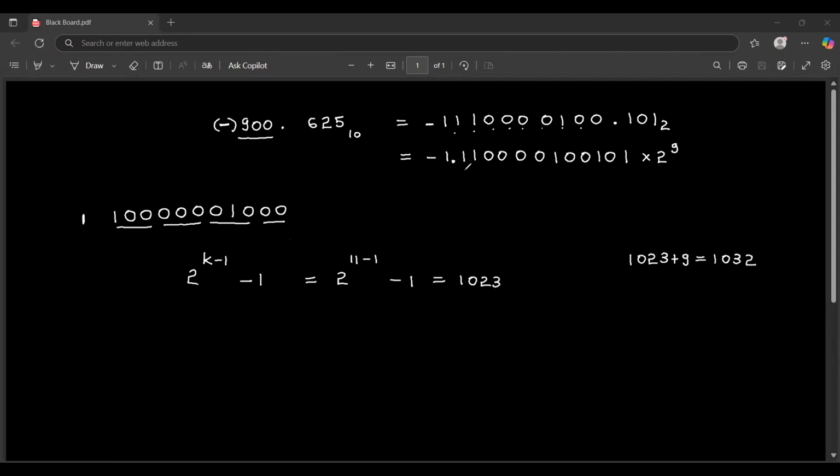Now we have to write down the mantissa part, which is this: 110000100101. How many bits are there? 4, 8, 12. And we know 52 bits are allocated for the mantissa, which means we have to put 40 zeros. I'm not going to write all those zeros. We have 40 zeros. Keep that in mind.